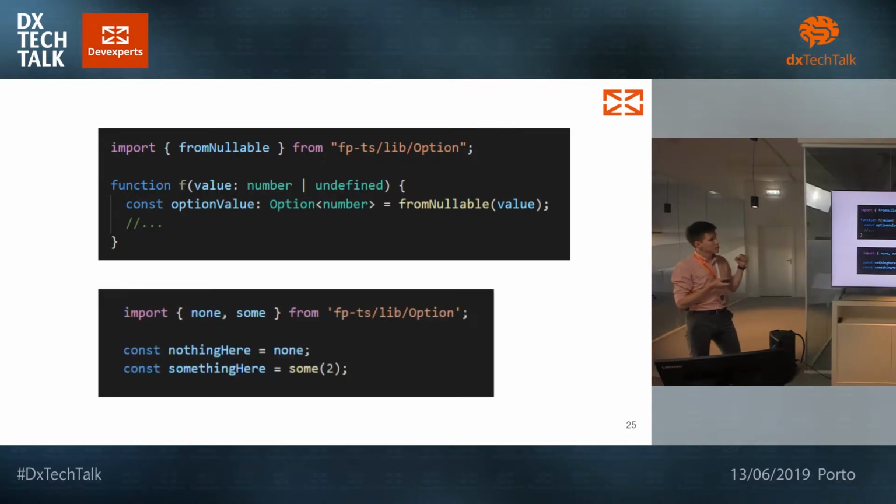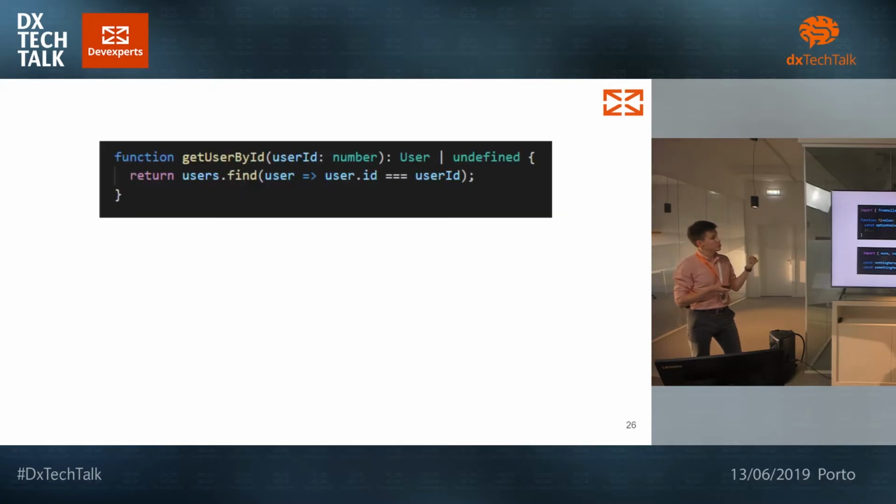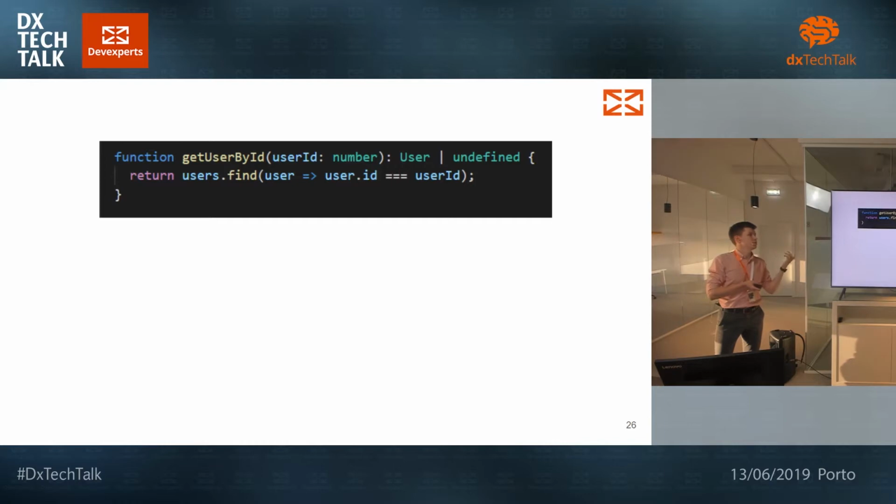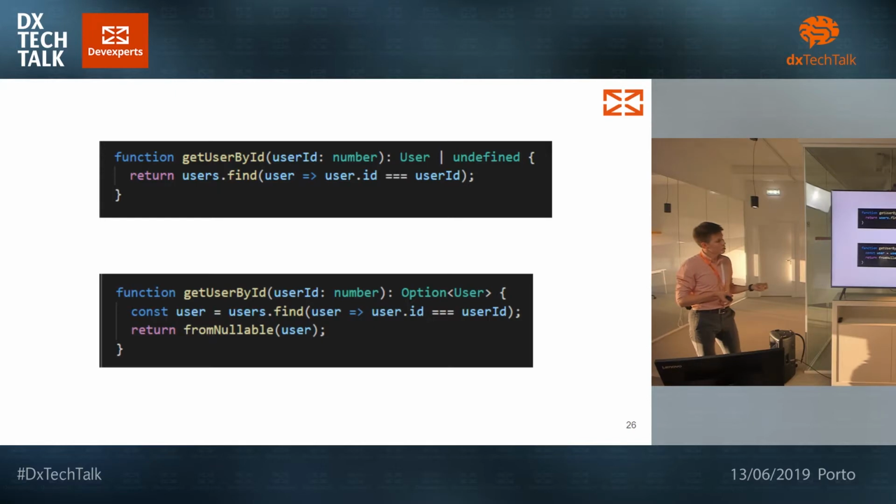And also, we can explicitly create none and some instances. Some is a function here, because we should put some value inside. And this is called type constructors. Okay, let's go back to our example. We had a function like this, which gives us user or undefined. And now, with fromNullable, this function turns into something like this. So we just wrapped our users.find result into fromNullable, and that's it.